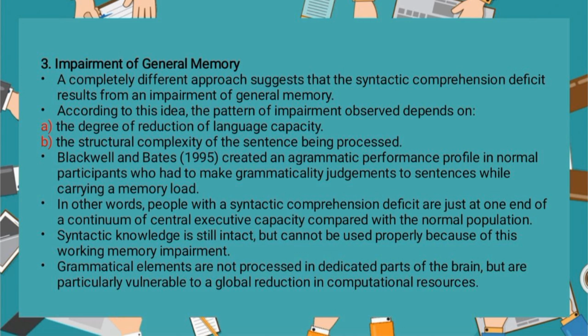Example, imagine you're trying to solve a puzzle while juggling. The more juggling balls you have, the more memory load, and the harder the puzzle becomes. People with this language impairment are like those juggling lots of balls. Their brain is overwhelmed, making it hard to understand complex sentences even though they know the grammar rules.